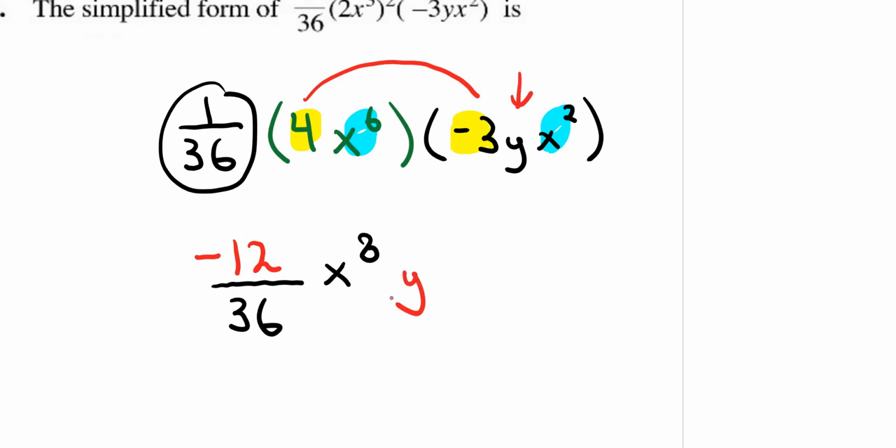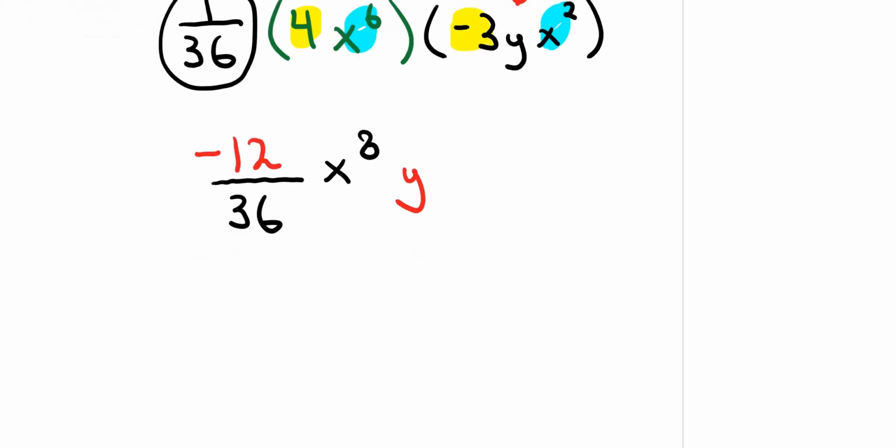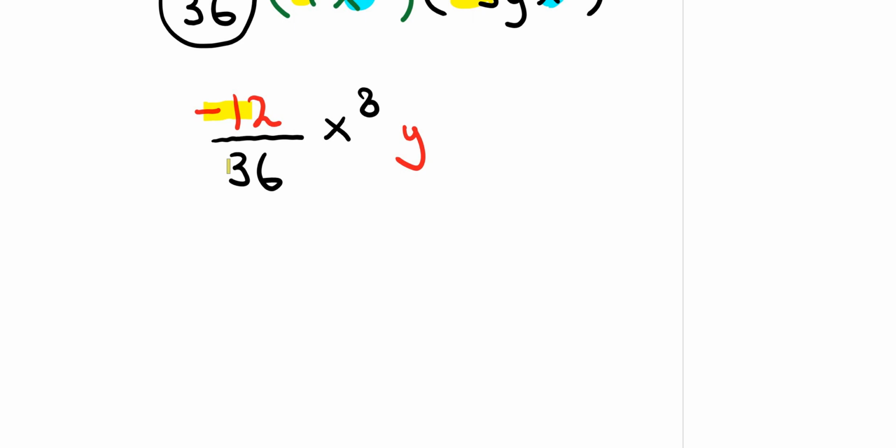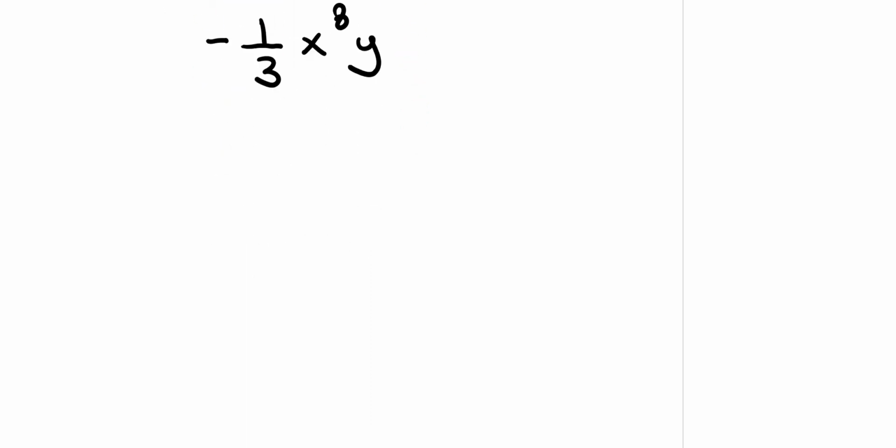Okay, so so far this is looking pretty good. And now you want to simplify negative 12 divided by 36. So that's going to be a negative 1/3. So you can divide top and bottom by 12. 12 goes into 12 once, and 12 goes in 36 3 times, and then x to the 8, and then the y. All right, so a very good combination question there to kind of finish off some of these homework questions. So very good questions here.